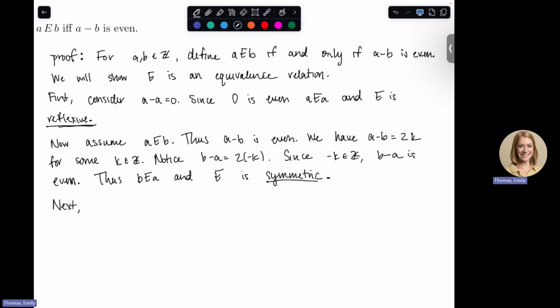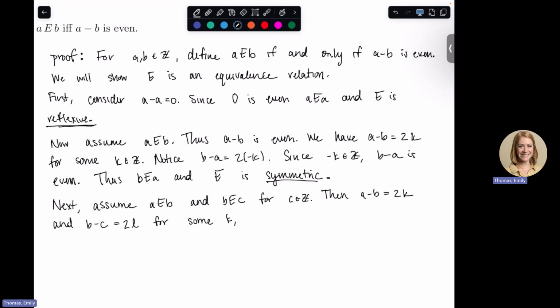Next, assume A E B and B E C for A, B, and C in Z. Then A minus B is 2K and B minus C is 2L for some K and L in Z.